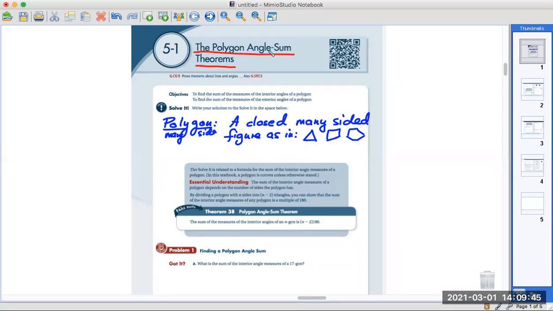And so the polygon angle sum theorem: remember in the triangles, we figured out that the sum of all the interior angles of a triangle is 180 degrees. Well, we are going to figure out how much it is in a 4-sided figure, in a 5-sided figure, in a 6-sided figure. They all have certain sums the interior angles add up to. And so you're going to learn that.